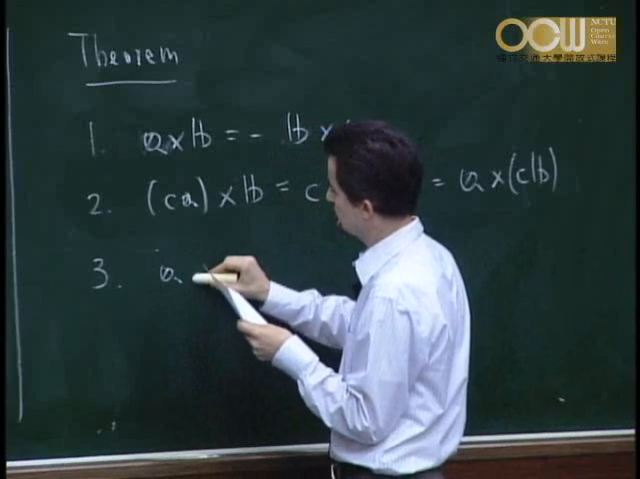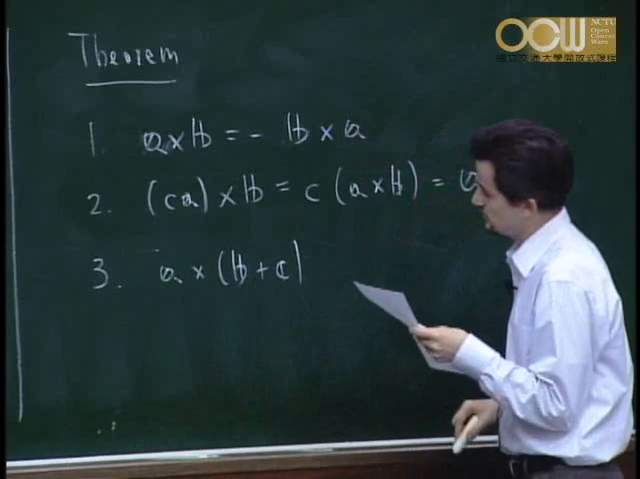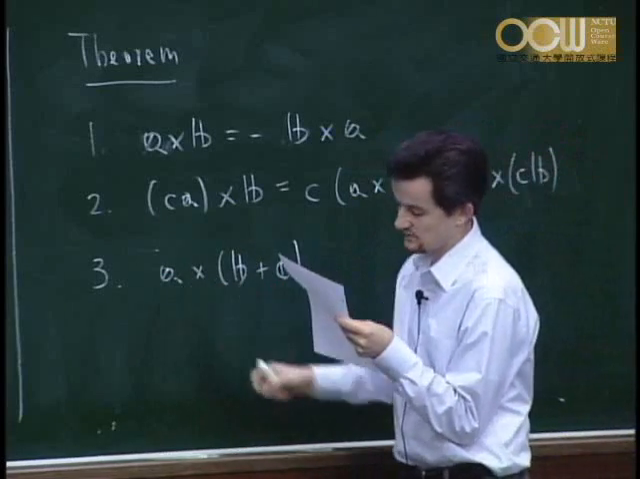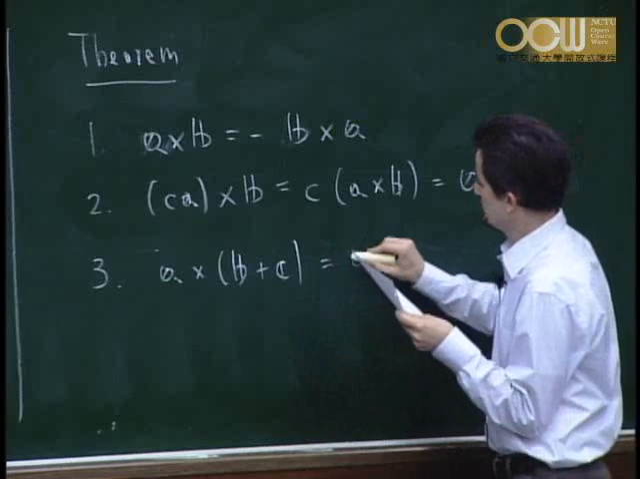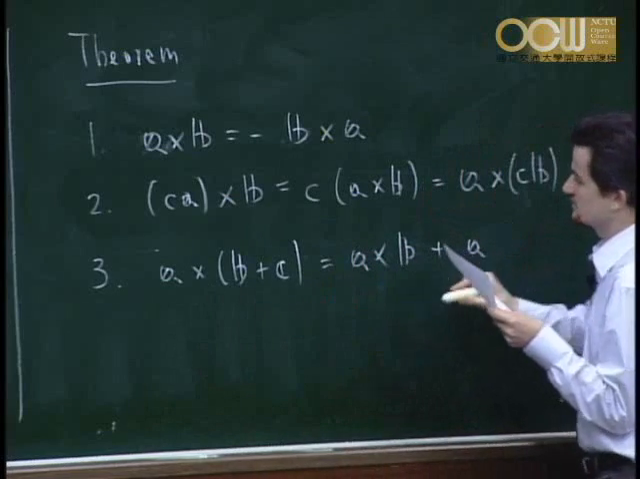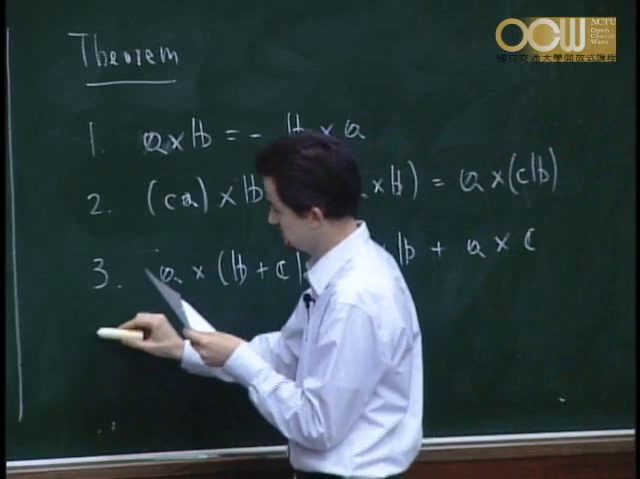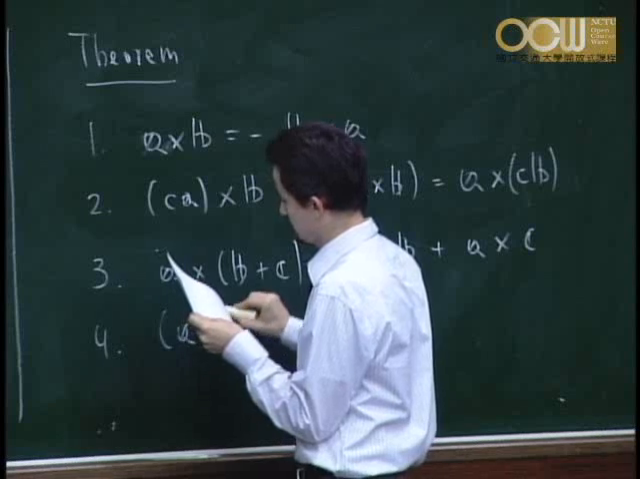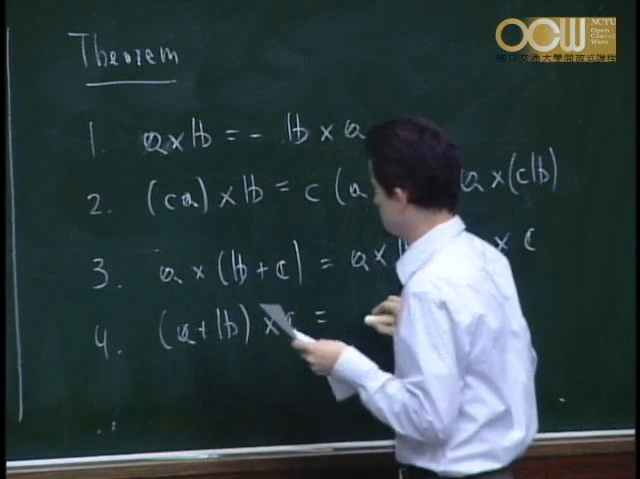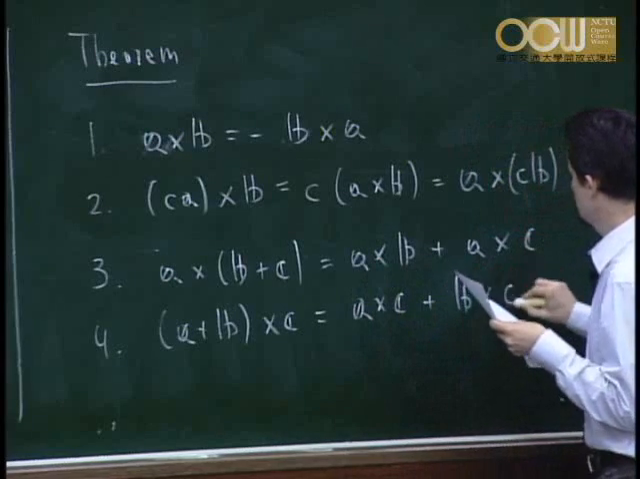Then you have this rule, which is normally called the distributive law. If you have a vector sum and you take the cross product with a vector, then you can compute this as a times b plus a times c. So this is convenient; at least this is satisfied. Also in the other direction it's correct. If you have a plus b times c, then you can do the same: a times c plus b times c.